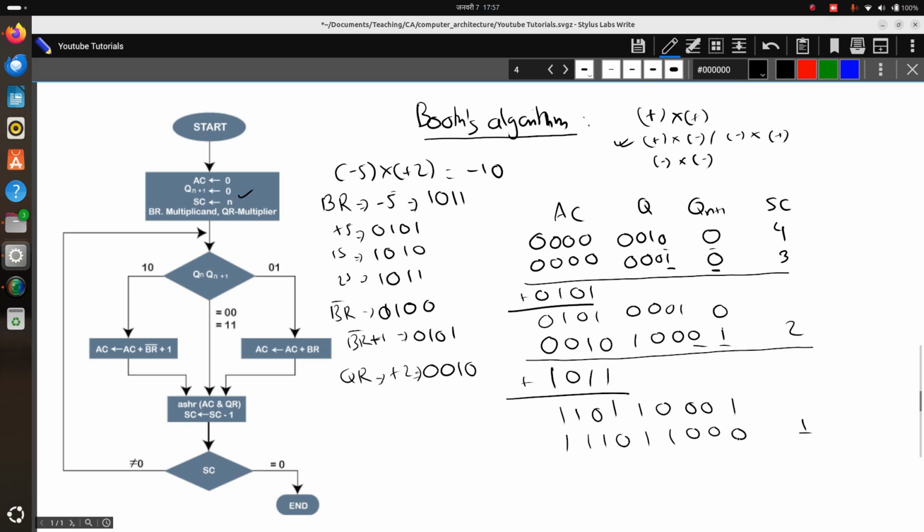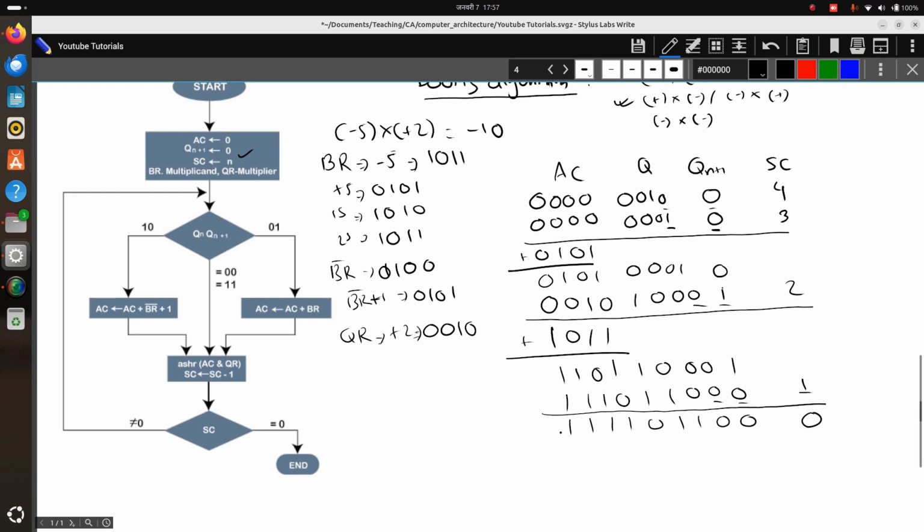Step counter is 1. We can check the combination here. So the combination is 0, 0. So what we basically need to do is perform a right shift of this operation. So 1, 1, 1, 1, 0, 1, 1, 0 and 0. Step counter is 0. Once the step counter is 0, what we do is we take our combination of A and Q, AC and Q, and this is going to be our final answer. So ACQ is 1, 1, 1, 1, 0, 1, 1, 0.